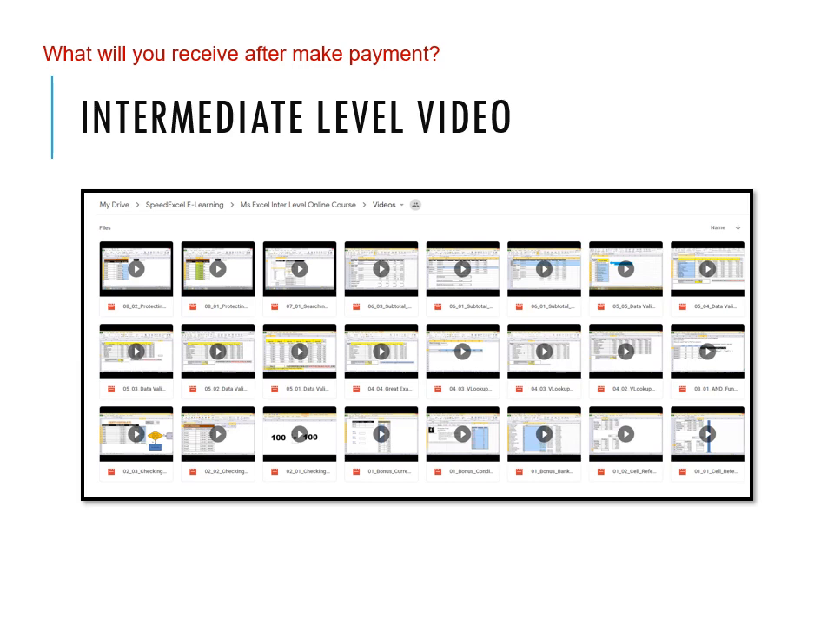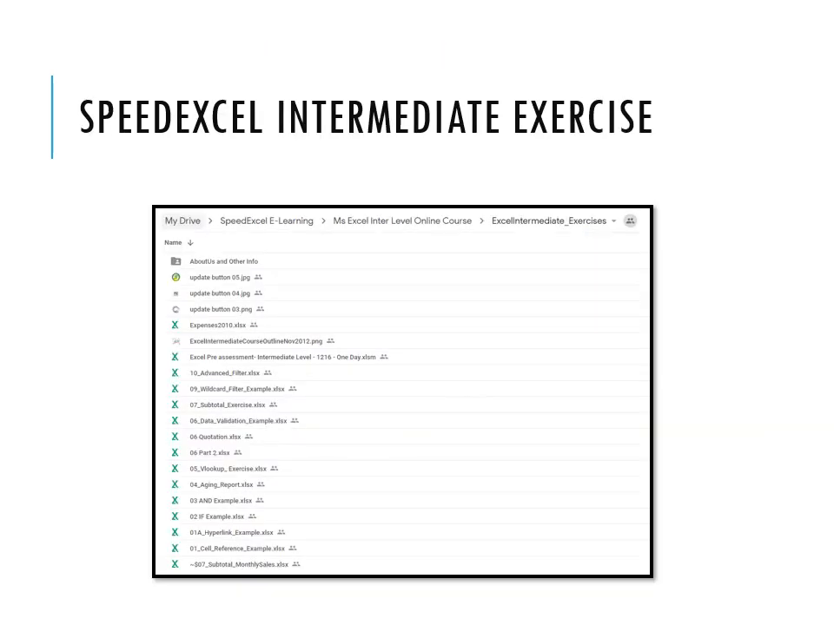This is what you're going to receive. Once you make a payment, you have the intermediate level videos. You see all these are recorded carefully. And next, you have the intermediate exercises. You can follow along. All these are numbered, so the exercises are easy to locate.